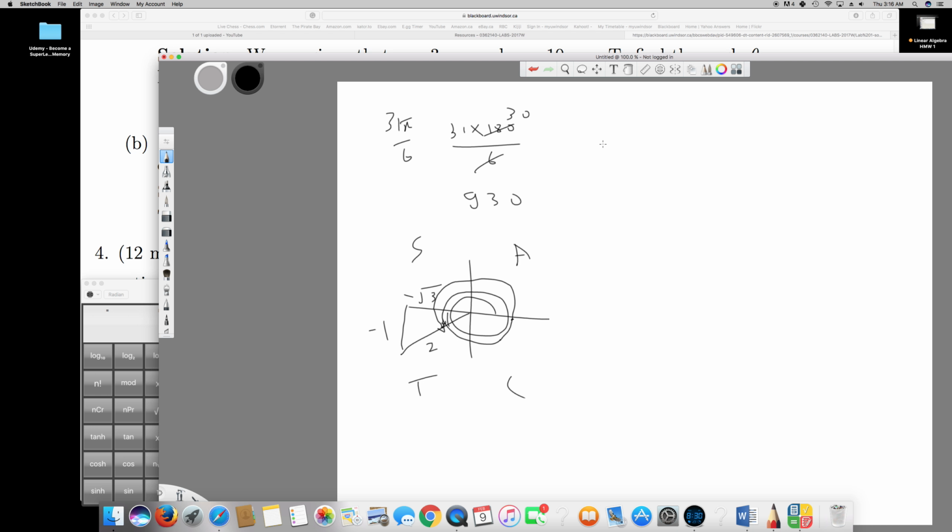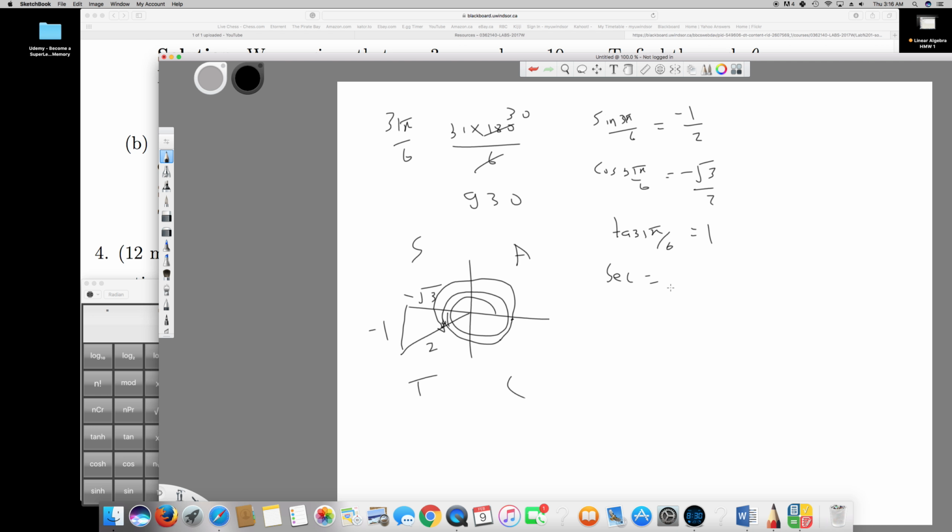Since this is true, I'm going to find the values for 31 pi by 6. Sine 31 pi by 6 is opposite over hypotenuse, so negative 1 over 2, and cos 31 pi by 6 is equal to negative root 3 by 2, and tan 31 pi by 6 is going to be equal to 1. And since this is true, sec is going to be the reciprocal of cos.